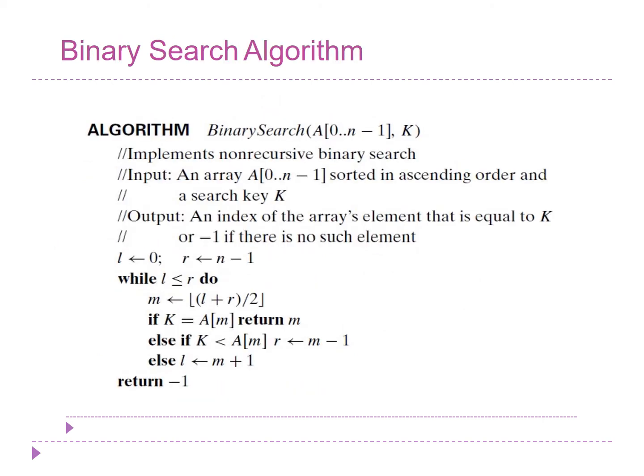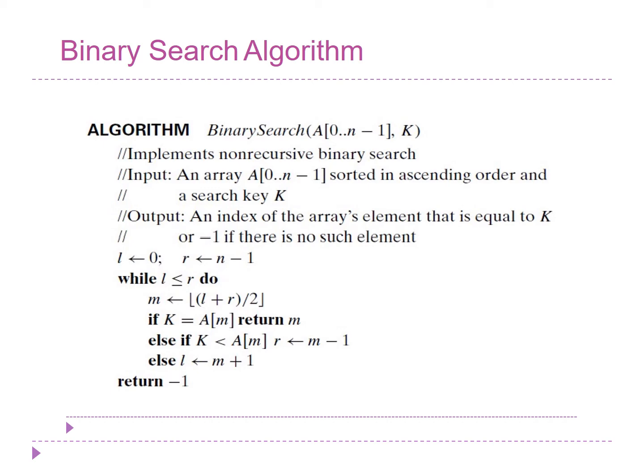An algorithm for binary search is as given here. The input to the binary search algorithm is a sorted array A of n elements and a search key k. The output of the binary search algorithm is the search key k if the key k is found in the array, or -1 if the search key is not found in the array.